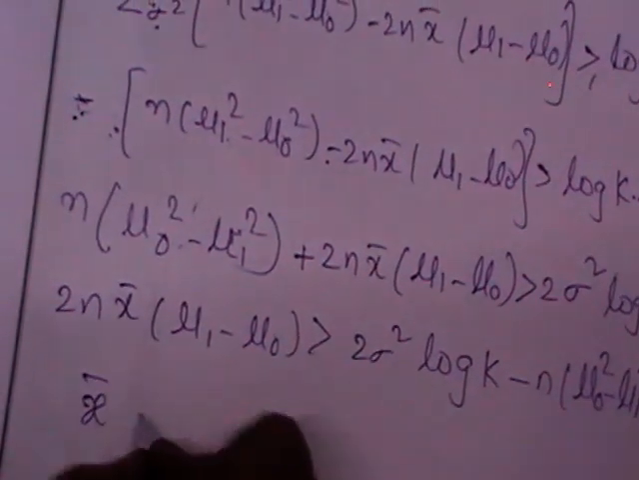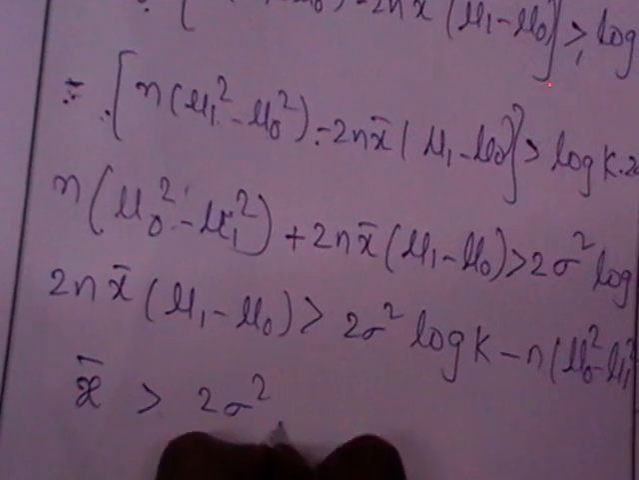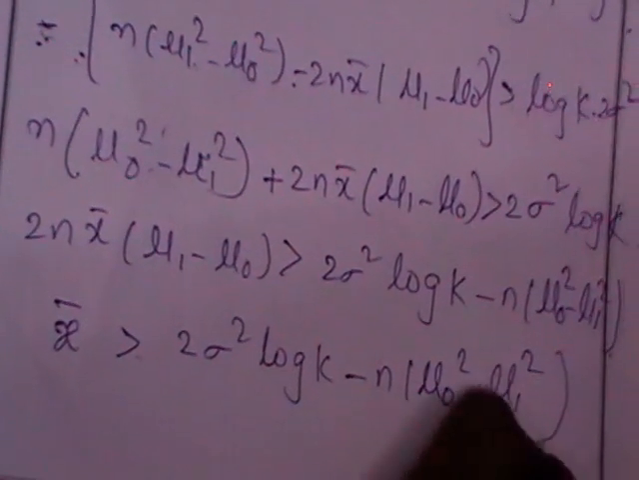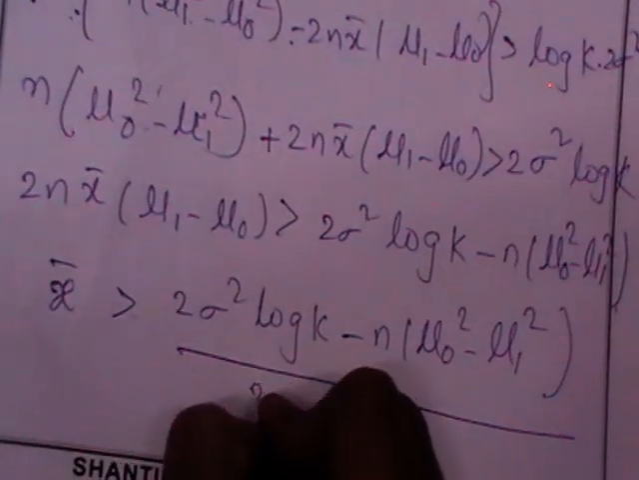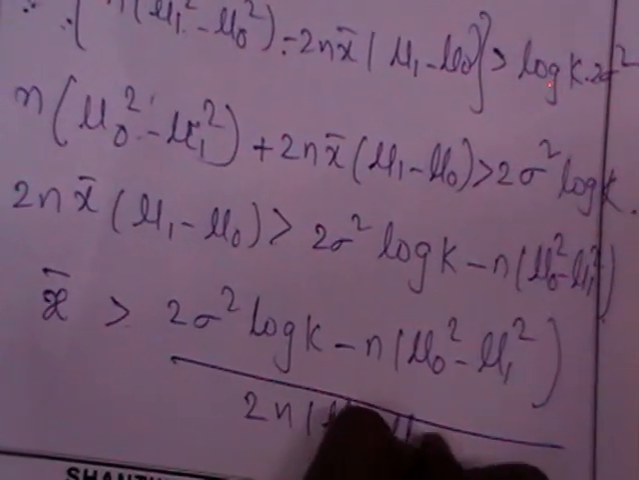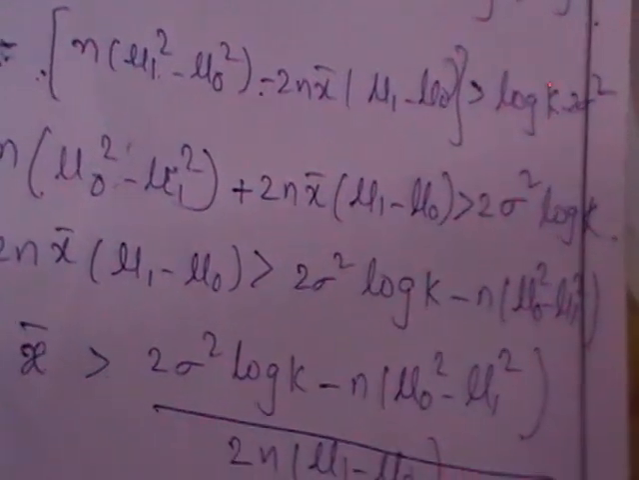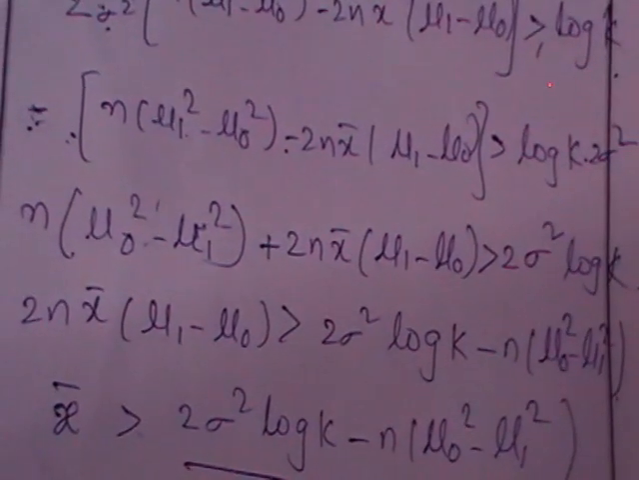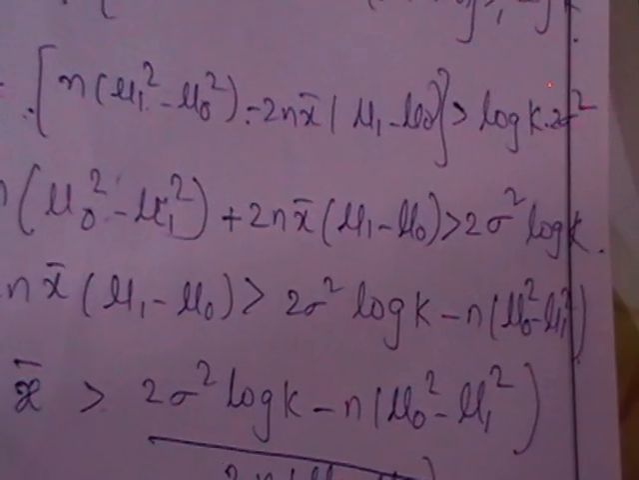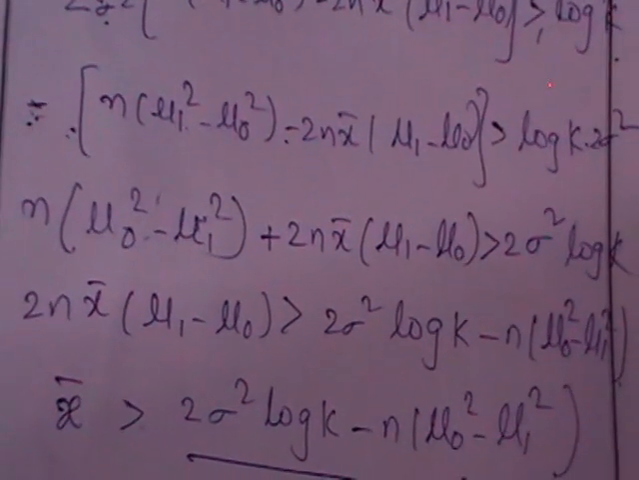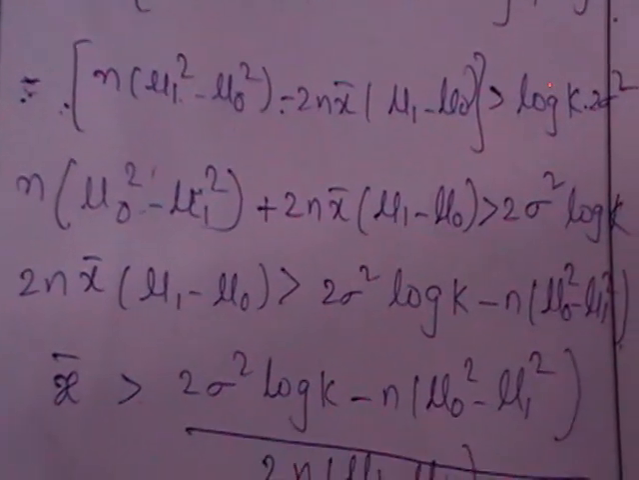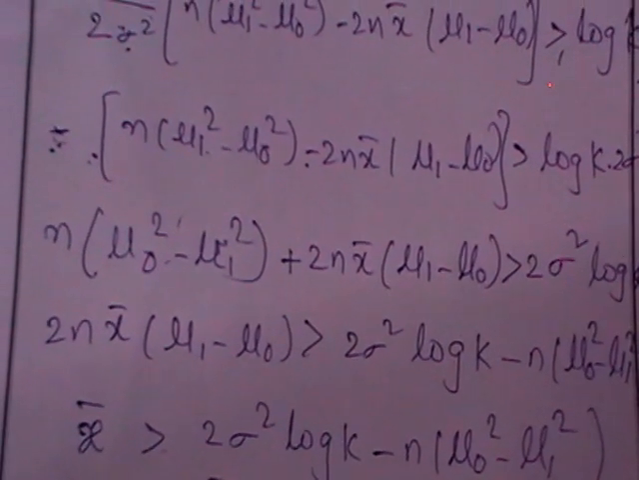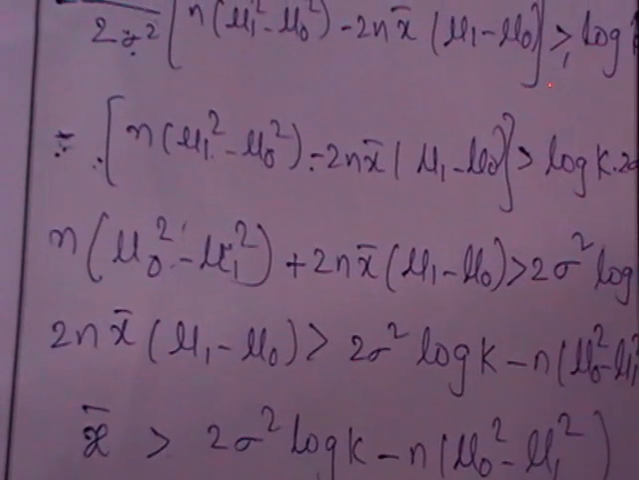Then if you isolate x bar here, x bar greater than 2 sigma square log k minus n into mu 0 square minus mu 1 square, by 2n into mu 1 minus mu 0. So for the given set of n points, the BCR will be x such that x bar greater than k double dash. If you consider this as k double dash, for a given LOS called alpha, the values which satisfy probability of x bar greater than k double dash given H naught is equal to alpha will be the BCR. So the BCR will be x1, x2, and so on, xn such that x bar greater than k double dash. Okay, thank you.